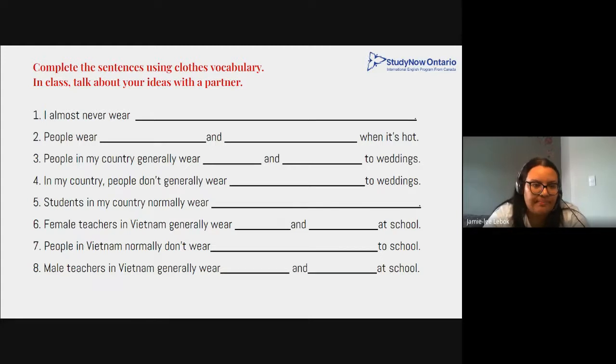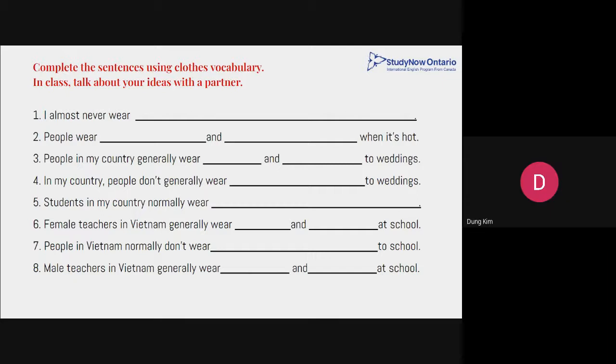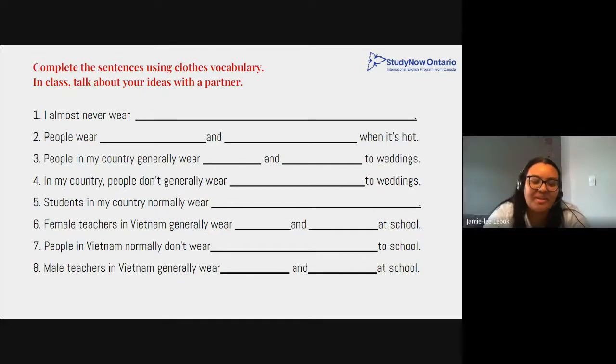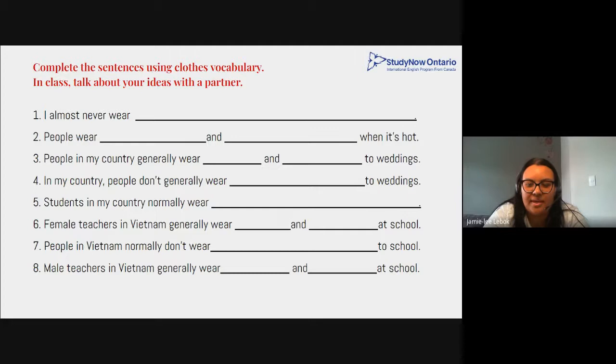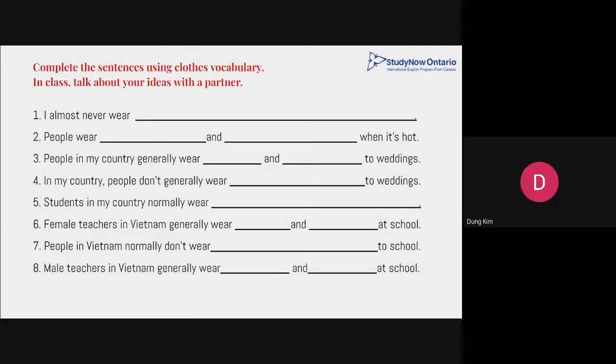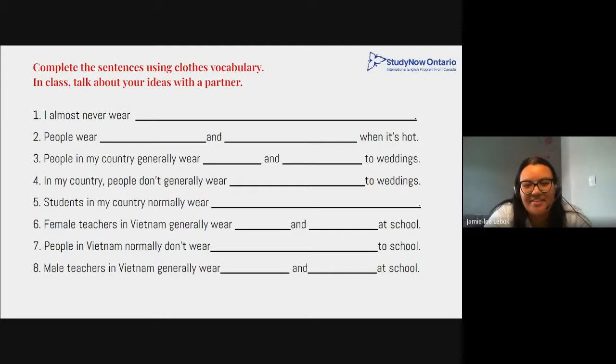The next one, Beauty. Number three. People in my country generally wear outfits and wedding dresses to weddings. Ah, yes. Wedding dresses. Well, if it is your wedding, right? Yes. And what about if you are a guest at the wedding, if it's your friend's wedding? If I were a guest at the wedding, I would wear a dress, some luxury dress to my friend's wedding. Okay, a luxury dress, a very beautiful dress. Very good answer.